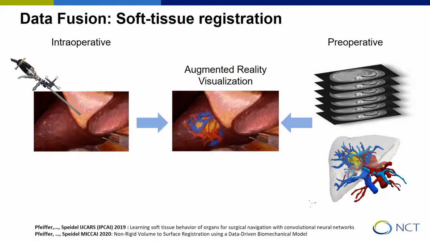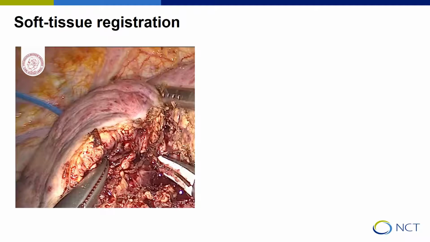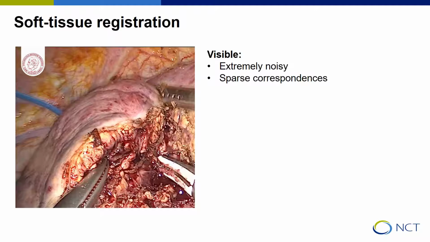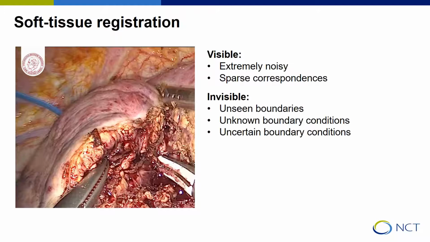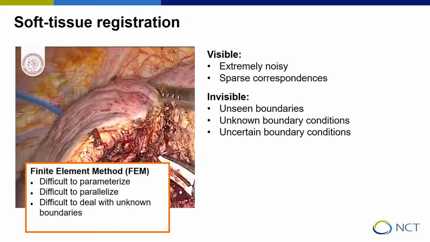So what we are working on is providing an augmented reality visualization. And this is quite challenging because the liver is deforming a lot. And we also want to predict the deformation in real time to adapt the visualization accordingly. So here you can see a typical scene in laparoscopic liver surgery. So you see the data is extremely noisy. We only have sparse correspondences. And what we see is not what is behind the tissue. So we have unseen boundaries and unknown boundary conditions.